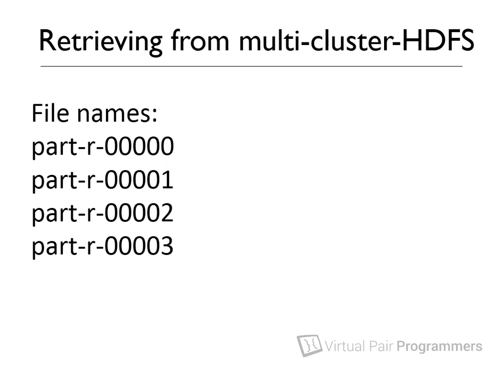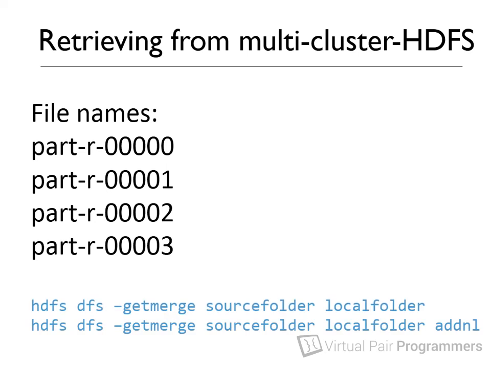HDFS gives us a way to combine these results into a single file at the point of the retrieval. The command is hdfs dfs -getmerge, our source folder and our local folder. Optionally, we can put the word addnl at the end, which stands for add new line, to ensure that a new line is entered in between each of the different parts. Unfortunately, we can't try that on this course because we're only running with one node, but this is something that might be useful for you if you're working in a multi-cluster setup.